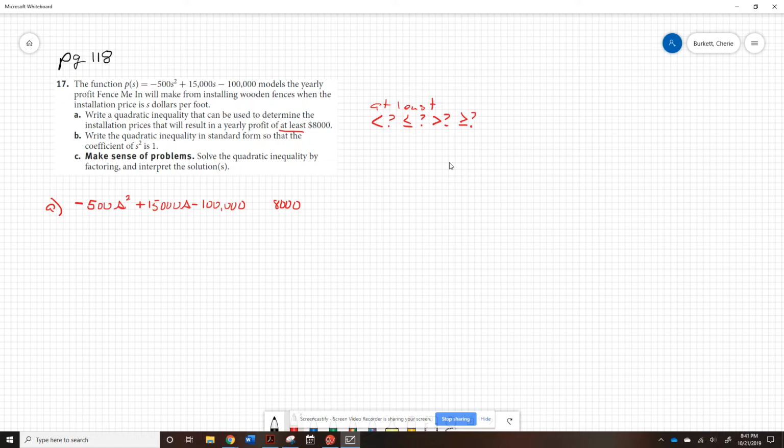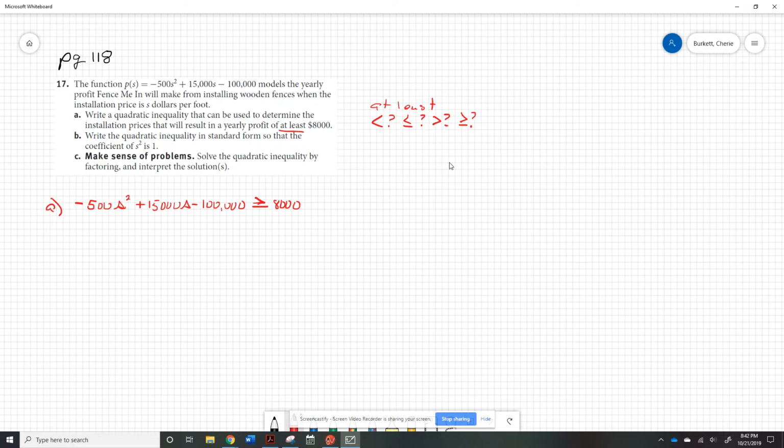So we want this number. If it's at least 8, do we care if it's smaller than 8? Yes, we do not want it to be smaller than 8. Do we care if it is 8? No, we don't care if it is 8. Do we care if it's bigger than 8? No, we want it to be bigger than 8. At least 8 means 8,000 is as small as it can be. So this number right here needs to be greater than or equal to 8,000.